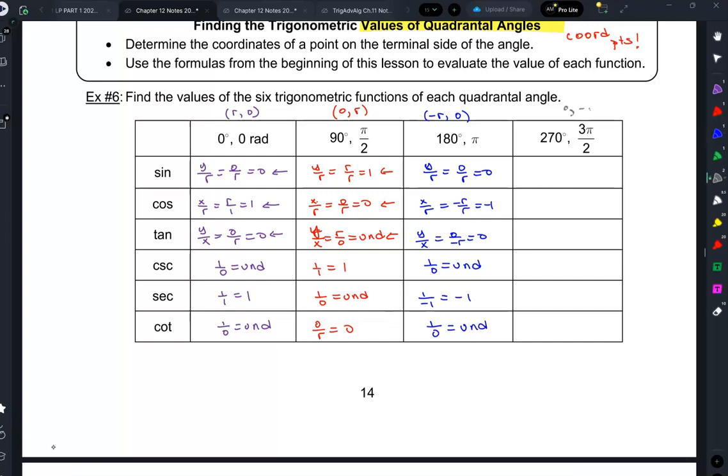Lastly, 270. Again, why don't you pause and do this one and then come back and check. So y over r will be negative 1. Cosine, x over r. Tangent, cosecant, secant, cotangent. All right? What you notice, all of the answers here are either going to be 0, negative 1, 1, or undefined, right? Nothing else. Negative 1, 1, 0, or undefined.